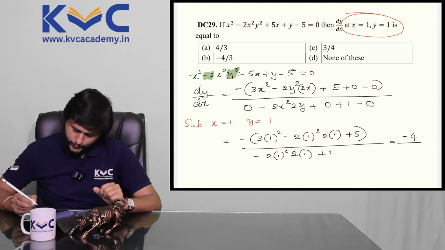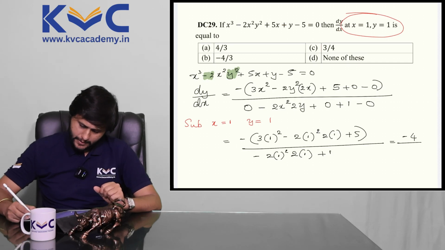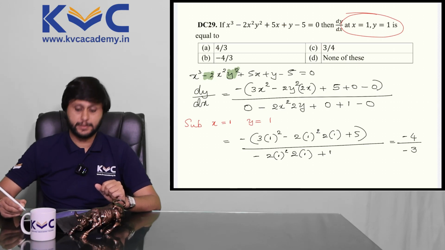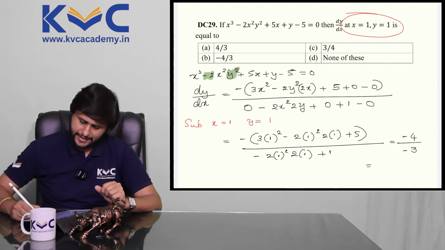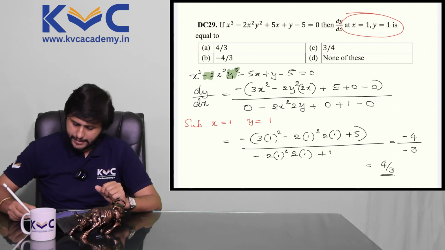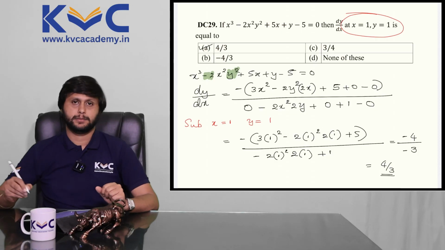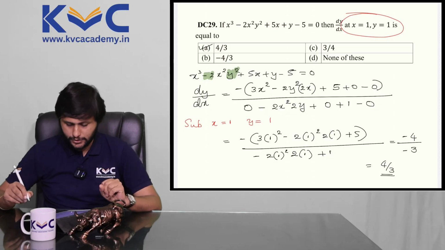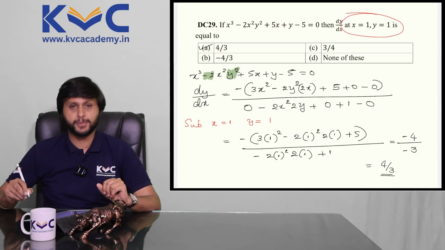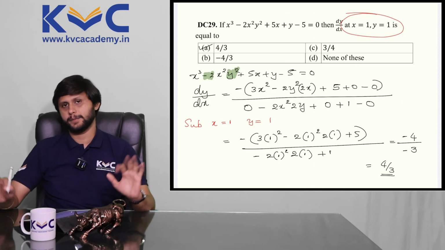In the denominator we have 2 into 2, 4, right? We have minus 4 plus 1, minus 3. Minus and minus cancel. 4 by 3 is the final answer. 4 by 3 is given in the question, I mean in the options. Option A is the right answer.